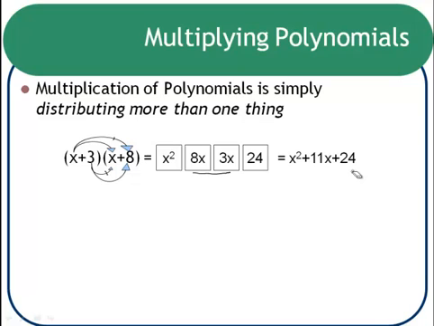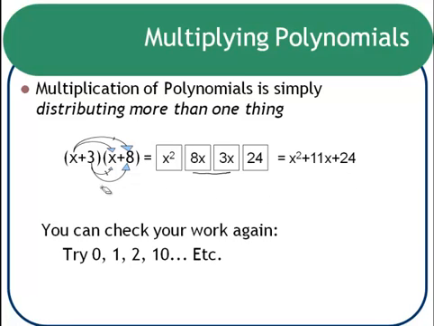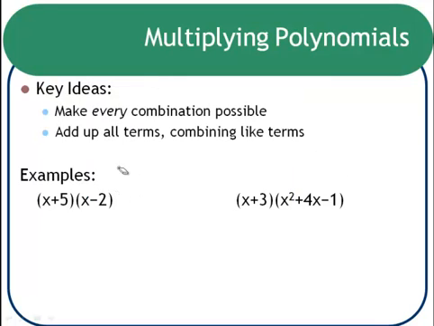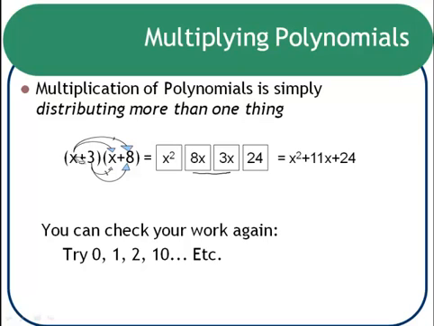Let me suggest a couple ways of keeping this straight. A pretty important concept is that whenever you do these multiplications, you need to make every combination possible. And so in this last example here, there were 4 combinations possible. I could do this thing times this, and this times that, this times this, and this times that.